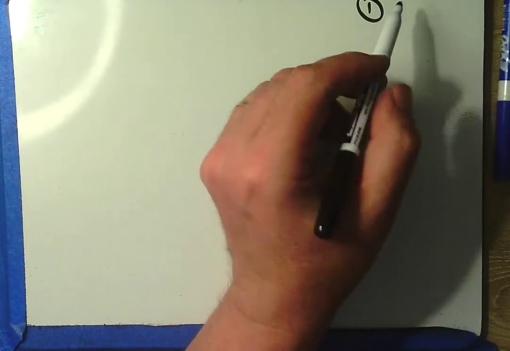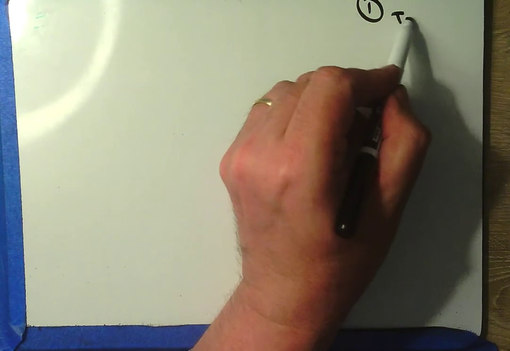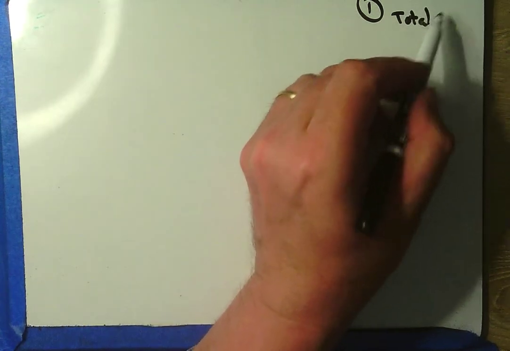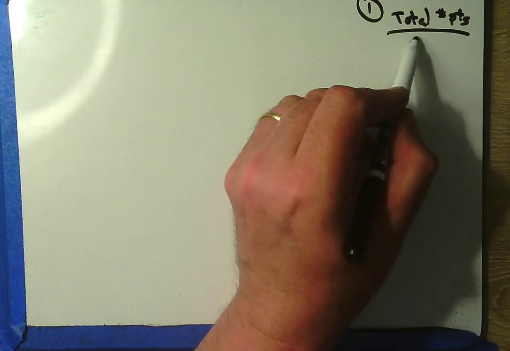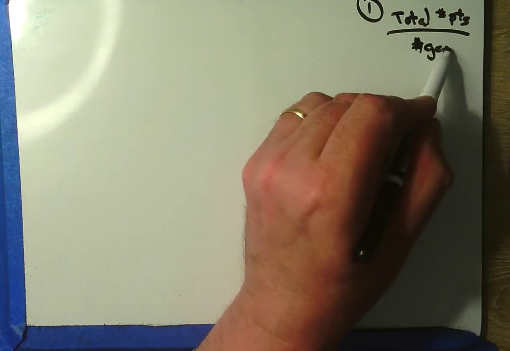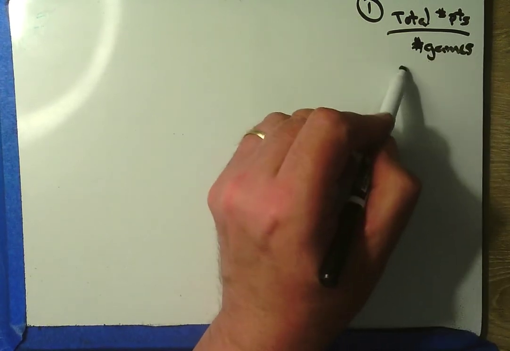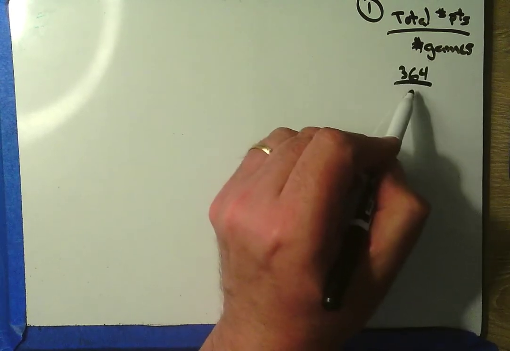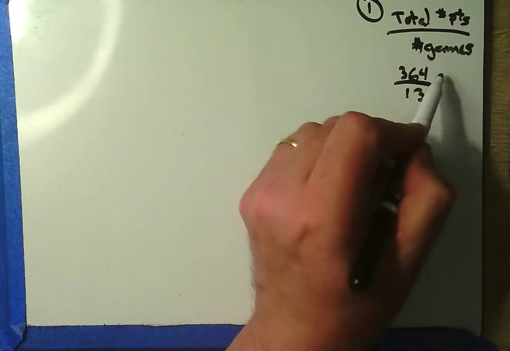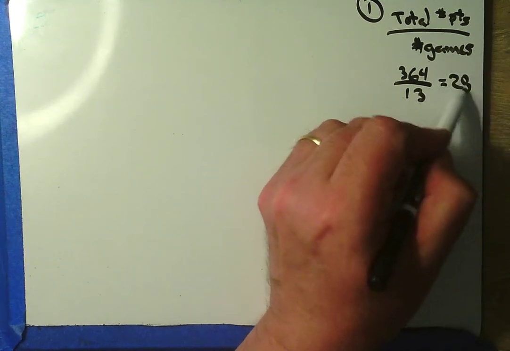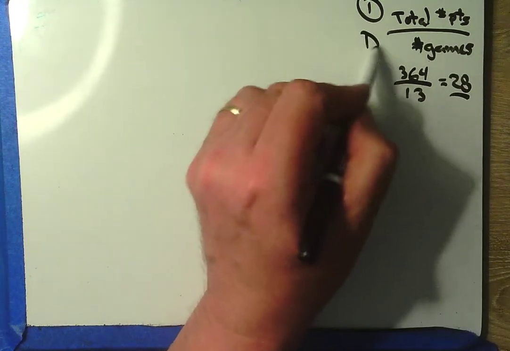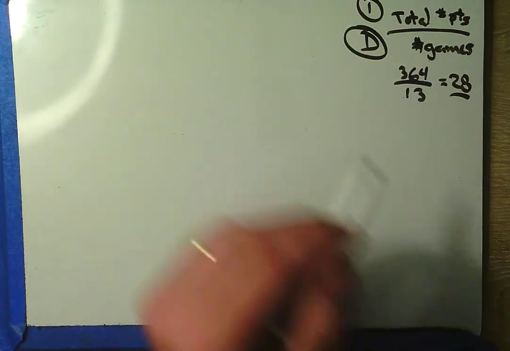Okay, well, so I remember that the mean is the total number of points divided by how many games. And so we would have 364 divided by 13, which comes out to 28 approximately. So my answer for 1 is D.